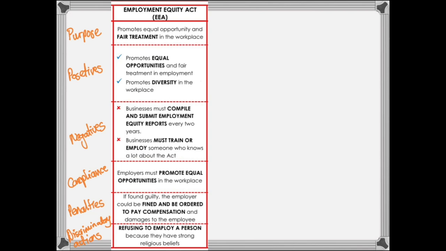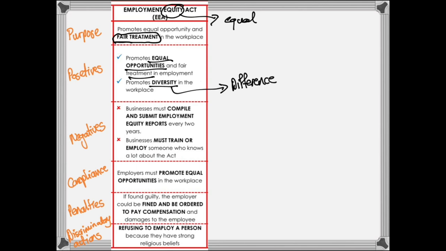Then if you look at employment equity, equity is all about equal, remember, so that you look at fair treatment, equal opportunity in the workplace. That's the positive impact that happens when the Employment Equity Act is implemented properly. It promotes equal opportunities and the fair treatment of all employees, and it also promotes diversity. Now, diversity, we all know, is differences. So it looks at different cultures, races and genders. When it becomes a diverse workplace, it focuses on having representation of all those different people in the business.